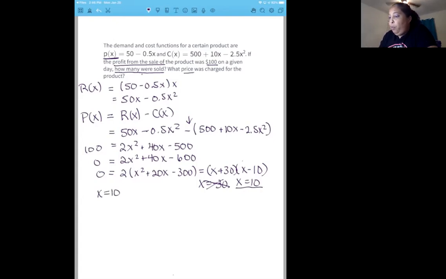And now I want to know the price that was charged. Well, the demand function gives me price. So P of 10 equals 50 minus 0.5x squared. So 50 minus, oops, I forgot to put the 10 in there. Let me try this one more time. P of 10 equals 50 minus 0.5 times 10. So that's 50 minus 5, which is 45.